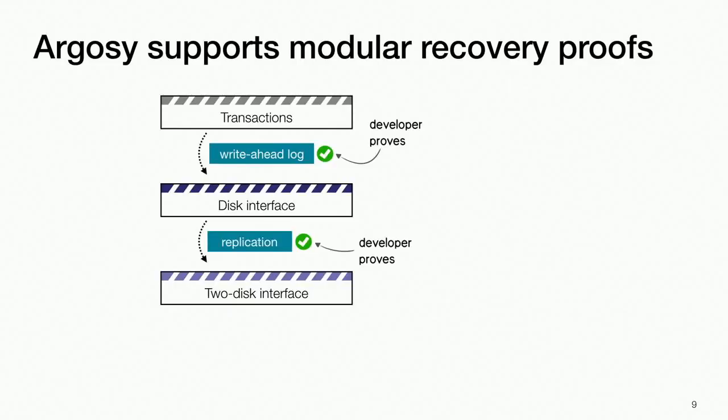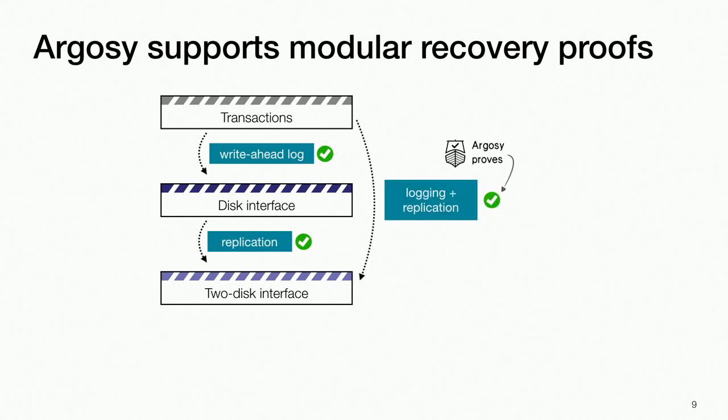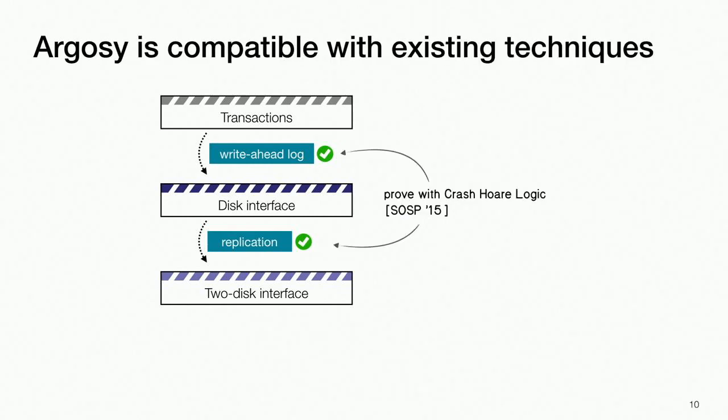This is where Argosy comes in. Argosy supports modular proofs that support exactly the style that we wanted here, where two developers independently prove two implementations correct, and there's a generic theorem that the composition is correct, including crashes during recovery. And Argosy is compatible with existing techniques, so we re-implemented Crash Hoare Logic for the sake of this work in order to prove the implementation is correct individually.